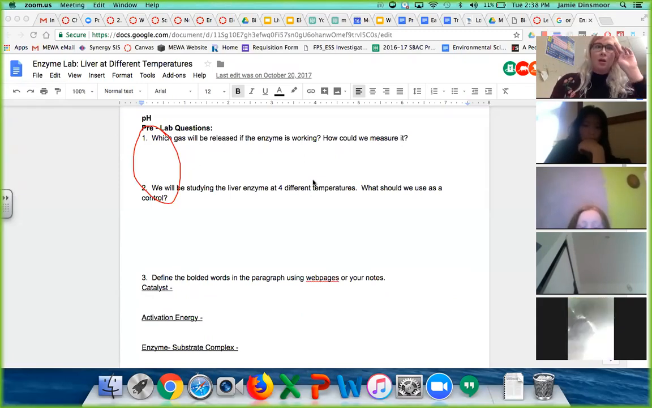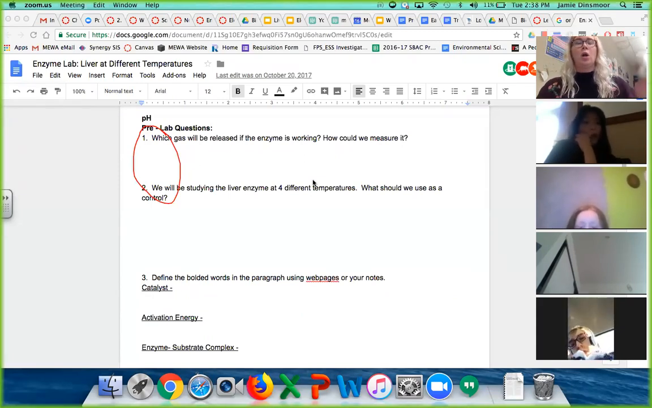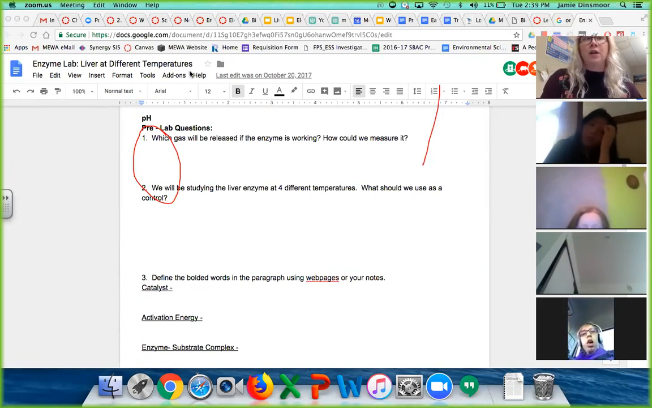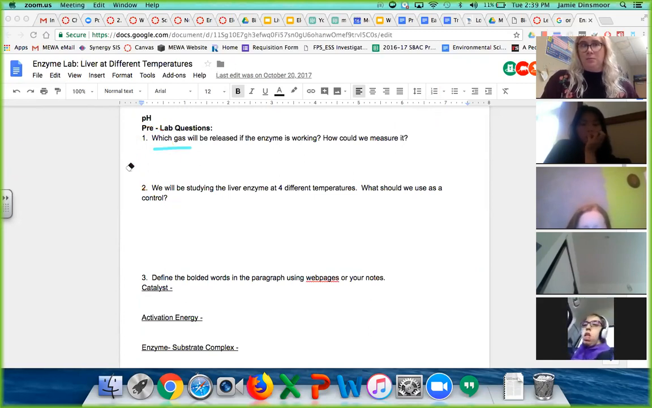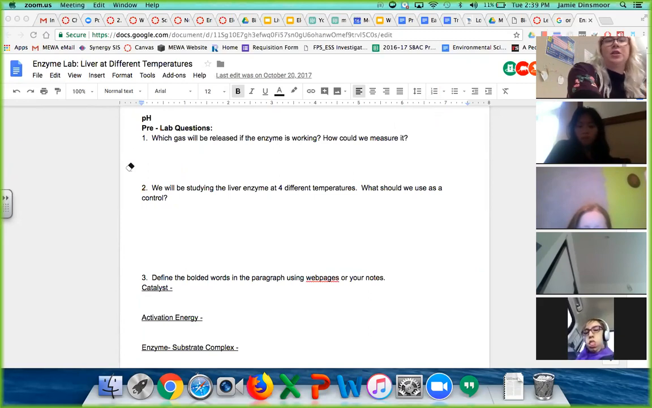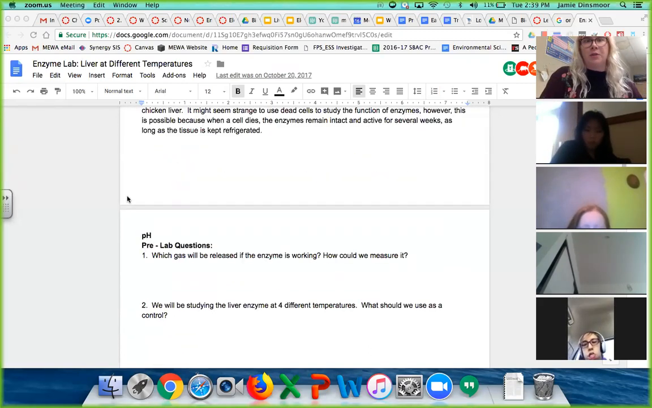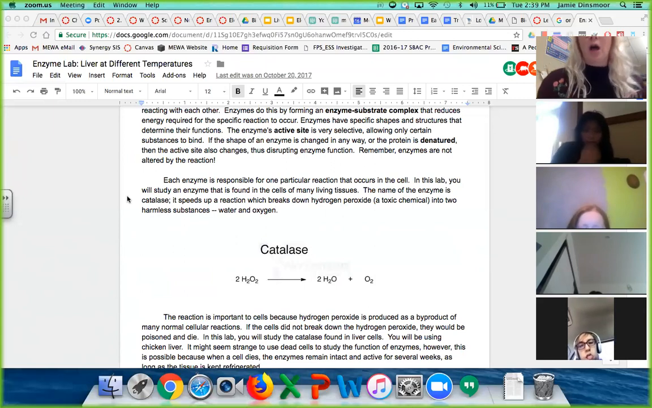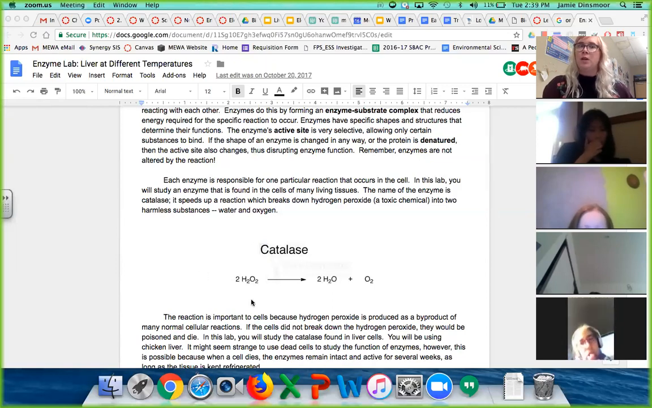Okay, so first question, which gas will be released if the enzyme is working? Anybody have an idea for that one? Try not to touch my mouse pad with liver fingers here, but it's going to happen, I think. Great, we got some people popping oxygen into the chat. That is 100% correct. Where did you find that information? It should have been in this formula, very big and bold on the center of the first page here. Also telling us the enzyme's name. So we're going to be looking at the enzyme catalase.